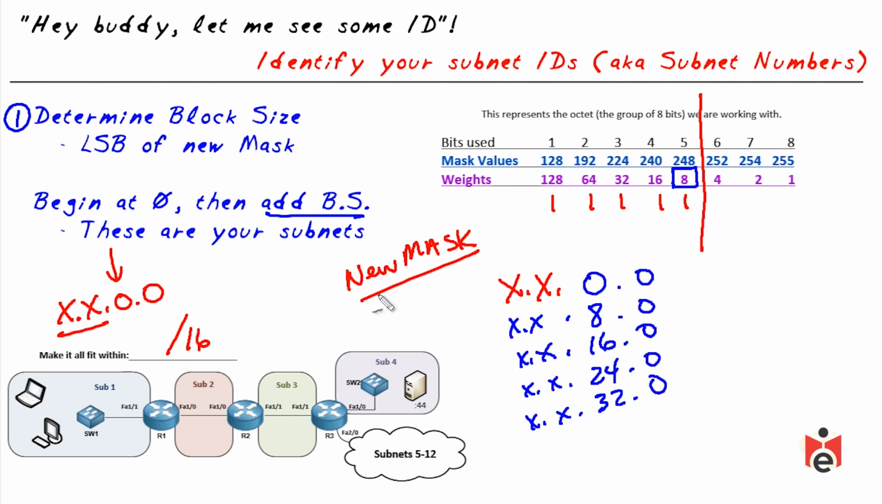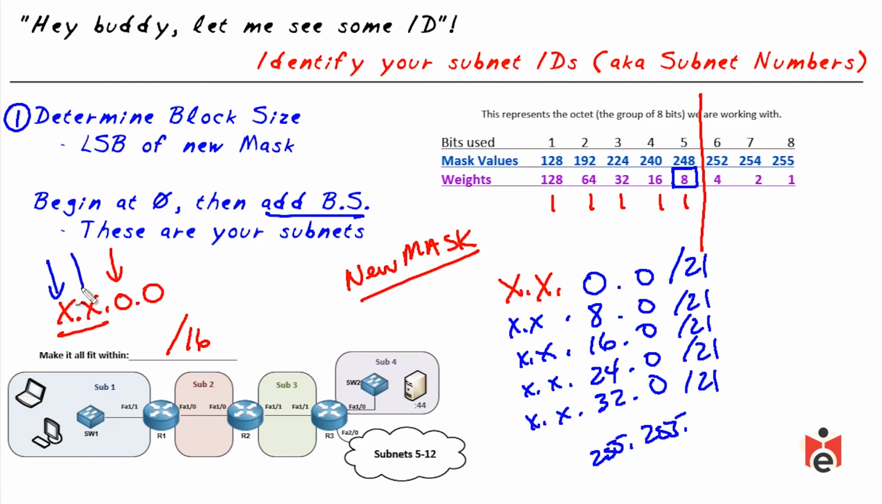And then the new mask, what's that going to be? The original mask was 16. We're taking 5 additional bits. So 16 plus 5 is a /21. And if we had to write out that mask in dotted decimal, it would be 255, which means the first octet is all network. 255.